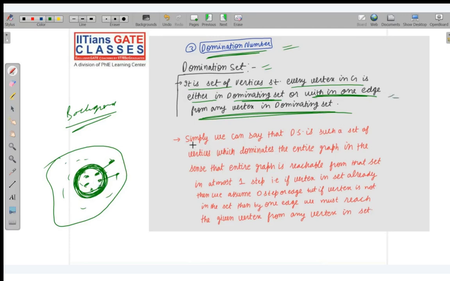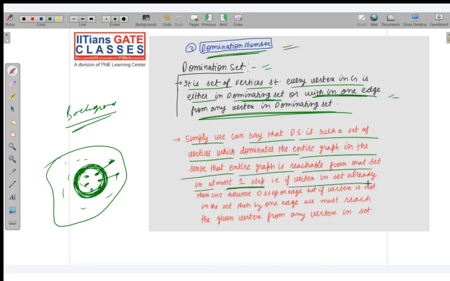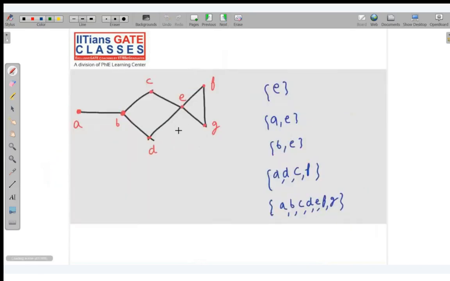Okay, so see this I have written here. Simply we can say that a dominating set is such a set of vertices which dominates the entire graph, in the sense that the entire graph is reachable from that set in at most one step. That is, if a vertex is in the set already, then we assume 0 steps or edges. But if the vertex is not in the set, then by one edge we must reach the given vertex from any vertex in the set. Take snapshot. I will jump to the next slide.